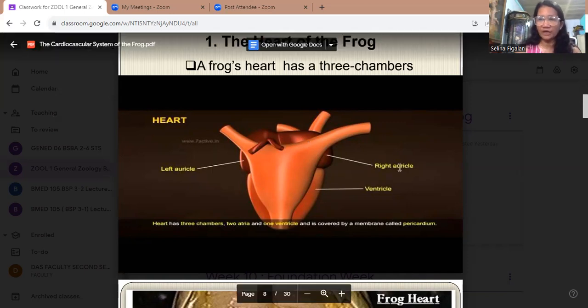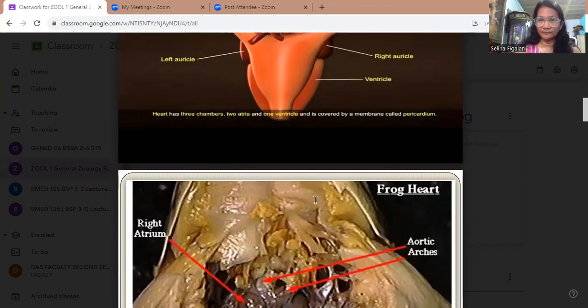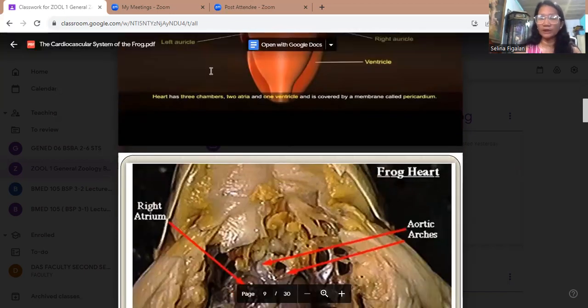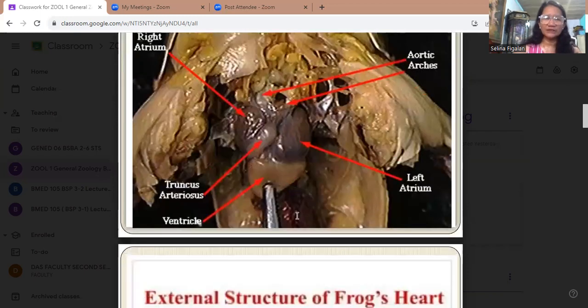The one that receives the deoxygenated blood ay yung right atrium. The ventricle is the one to pump the oxygenated and deoxygenated blood. Okay. And then the left is the one that receives the oxygenated blood. I want to elaborate this more sa face-to-face. Okay. So aside from that, there are two chambers. Okay. The truncus arteriosus, and then the other one is the sinus. Okay. So nasa slide ito siya sa loob.